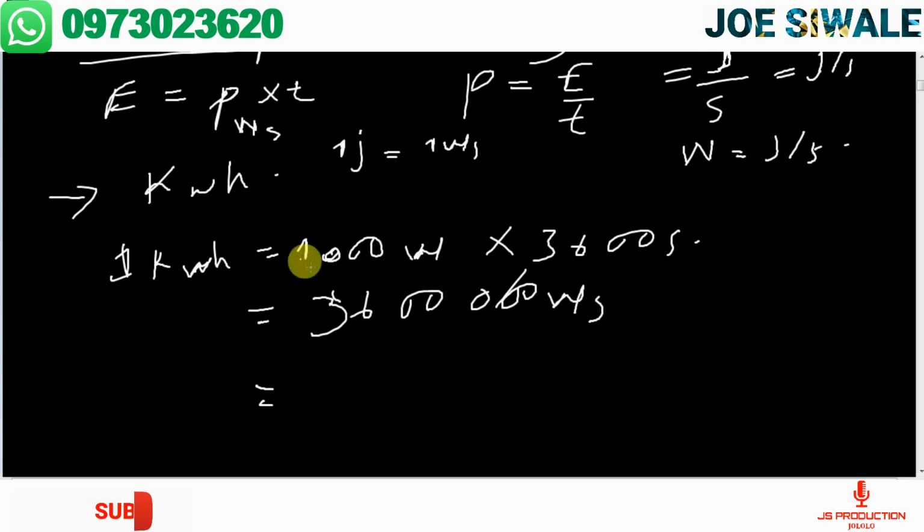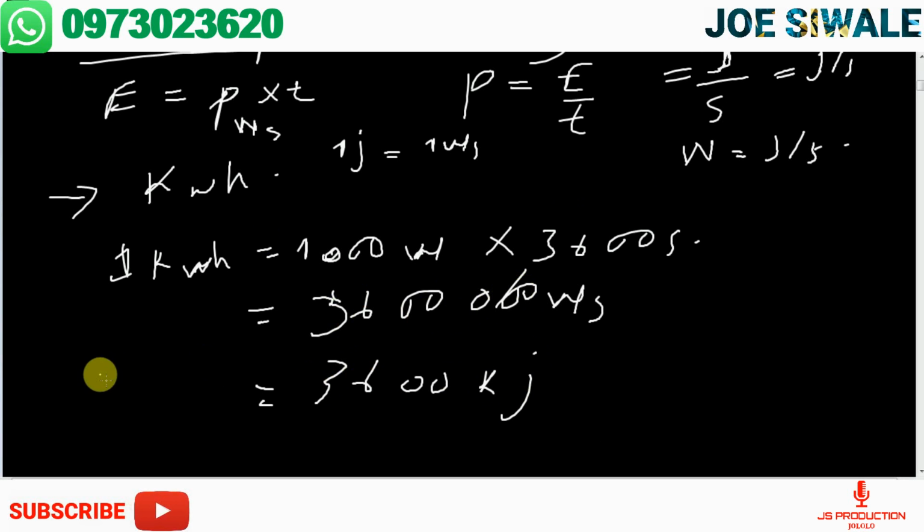And since we have done that, we know that's 3,600,000, and if we cancel out the zeros, we're going to have 3600 kilojoules. So we know that 1 kilowatt hour is equal to 3600 kilojoules.